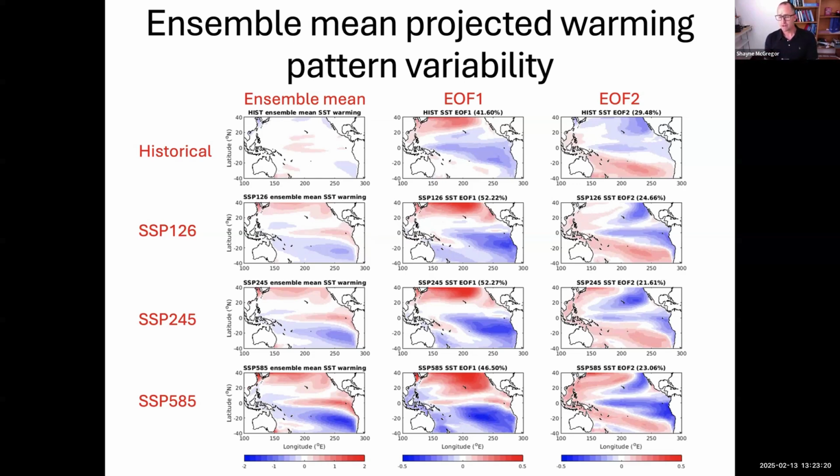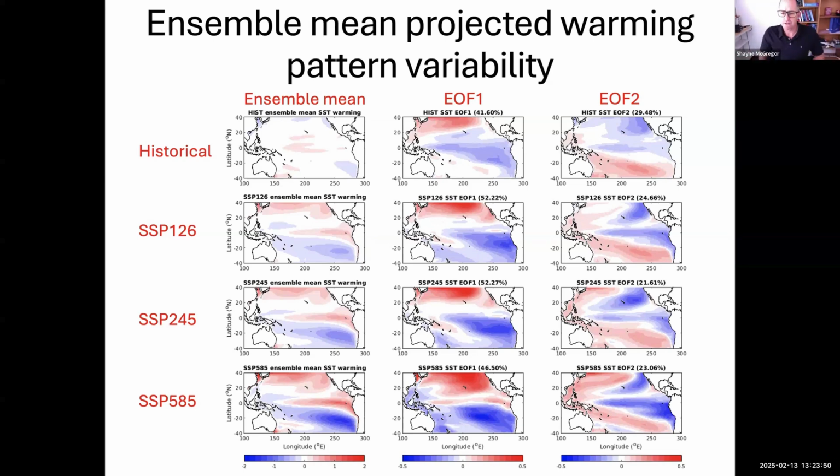The second EOF looks a lot like that El Nino-like warming that we suggested, but with the opposite sign. You can see that cooling in the Eastern Central Pacific, and then a warm boomerang around that. There's also an extension in the Northeastern Pacific. This pattern looks like it would be strongly related to the zonal gradient. I'll go on to the next slide.